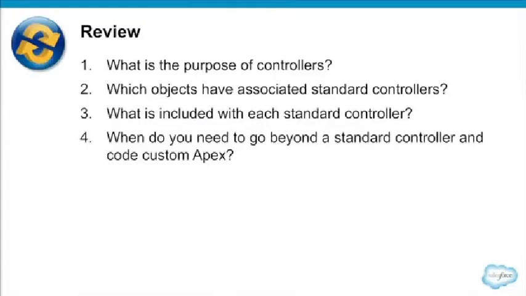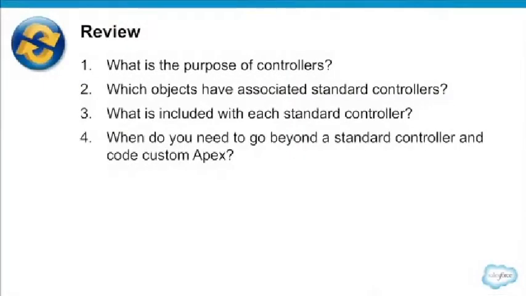We already kind of talked about that. The 6 standard action methods, and then the getters and setters. And then when do you need to code custom Apex? There's really 2 overriding reasons. You want to create new functionality, or you want to change existing functionality. So generally, what you're doing falls into one of those 2 buckets.